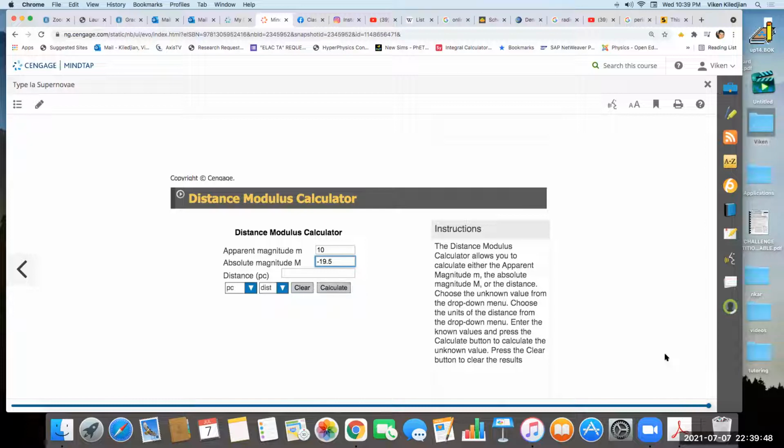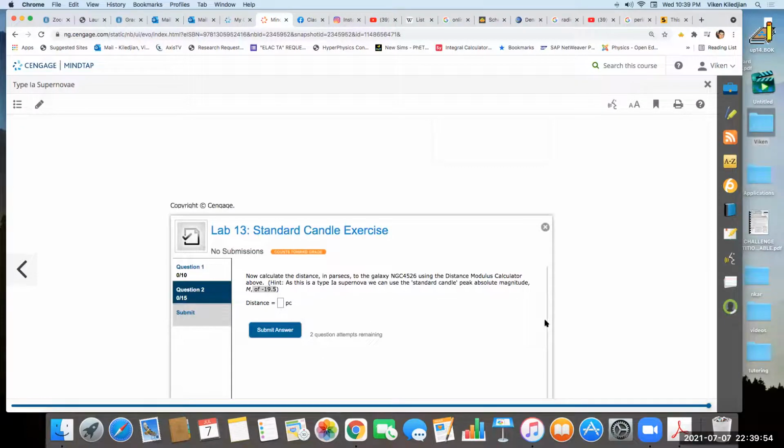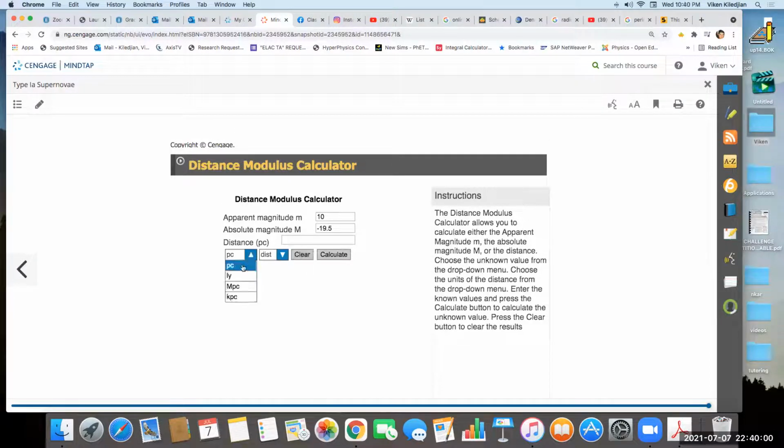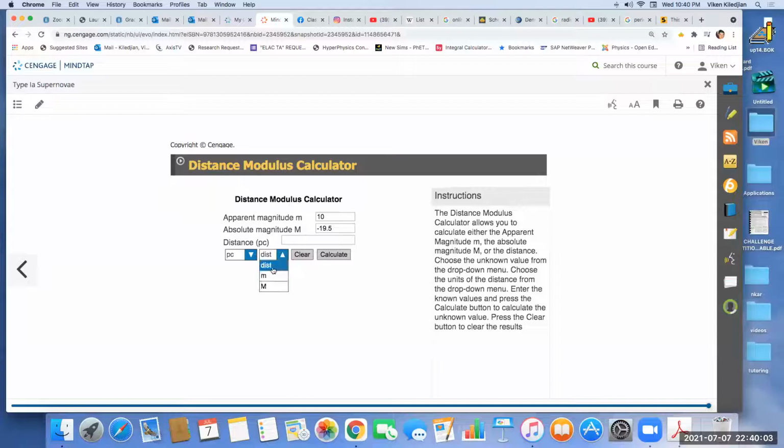And then the distance, they want to calculate the distance to that star in what? In parsecs? Yeah, in parsecs. So now we just say the distance in parsecs. We're calculating the distance, and then we say calculate. Oh my gosh. So that means that galaxy is 7.943 million parsecs away. You see, 10 to the 6th is a million. So 7.943 times 10 to the 6th parsecs away.